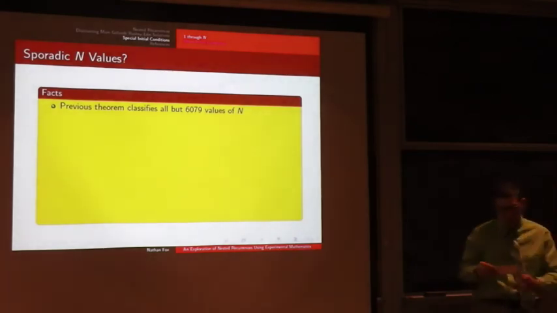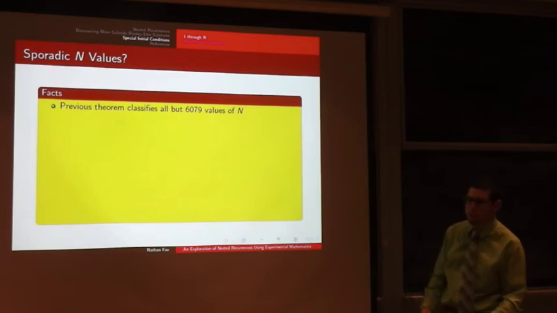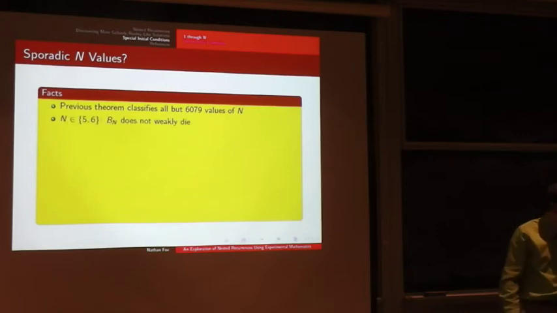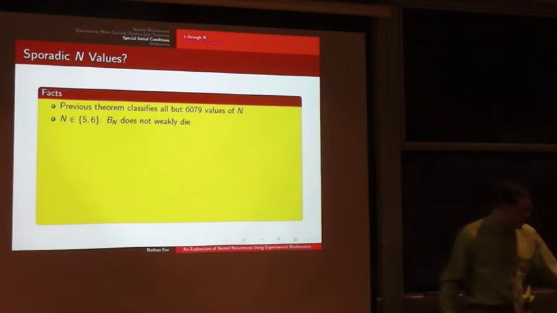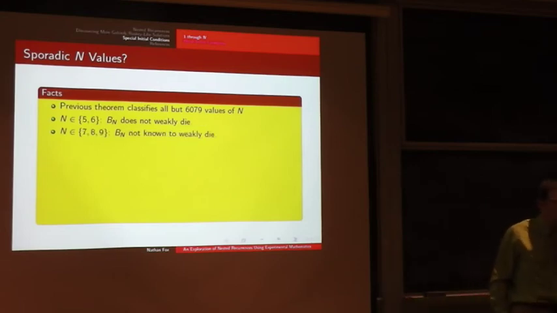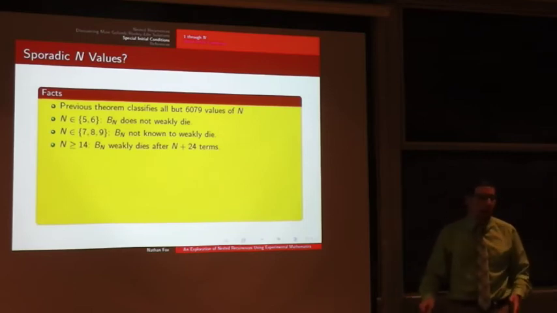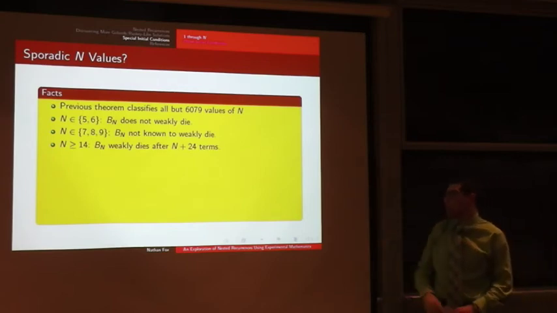So that previous theorem covers just over 6,000 n values. So what can we say about those sporadic n values? 5 and 6 were that slow sequence from earlier, so those don't even weakly die. 7, 8, 9, those are sort of like the Q sequence, we don't know. And if n is at least 14, we know that we have an analog to that weak death theorem for the Hofstadter sequence. So after n plus 24 terms, it weakly dies.